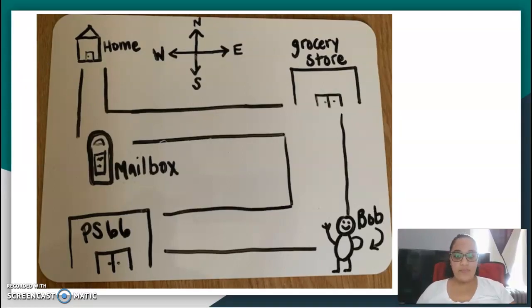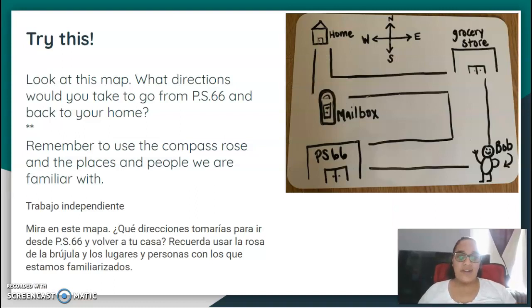So, I want you guys to try this. Look at the map that Miss Alvarez made over here, and I want you to tell me which directions you would take to go from PS66 all the way back to your home. How would you get there? Remember to use the compass rose that we have up here and our checkpoints. And these are the places and people we're familiar with. Try that right now. I'll give you guys a minute.